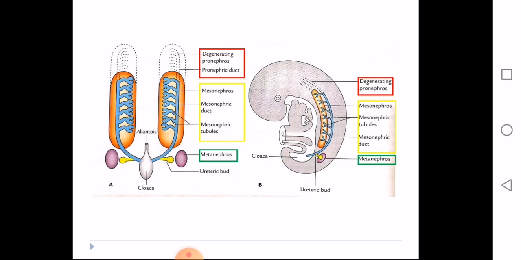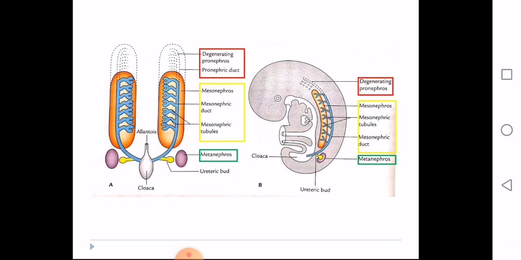So look at this diagram. See the red box. See the part it is labeling. It is marked in dotted lines, not colored. That is your pronephros. So it is the highest part, in the cervical region. And you can see that the pronephros has completely degenerated. It is not functioning. It is not at all present.